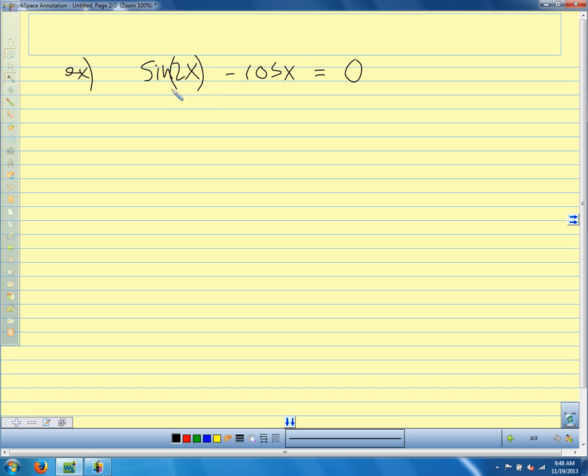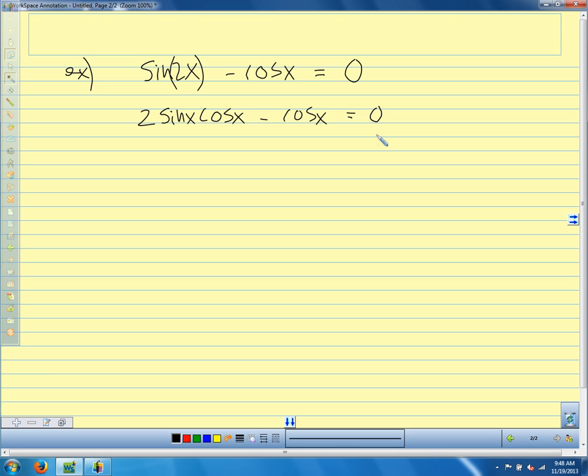So here's where we're going to use our formula, our identity, for the sine of 2x. Sine of 2x is 2 sine x cosine x minus cosine x equals 0. That looks a little better now. So what can we do to solve this one?